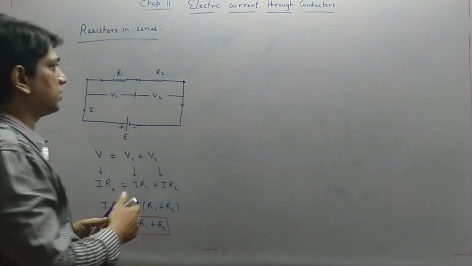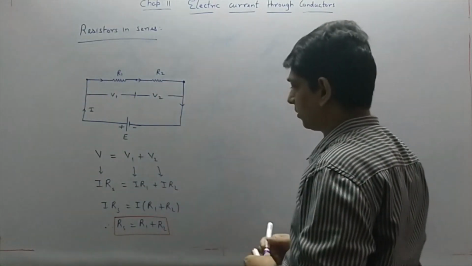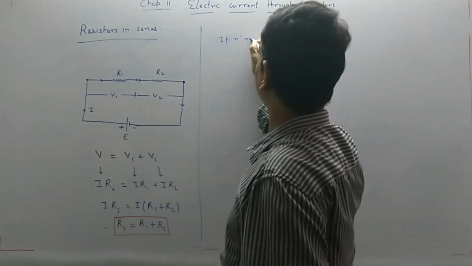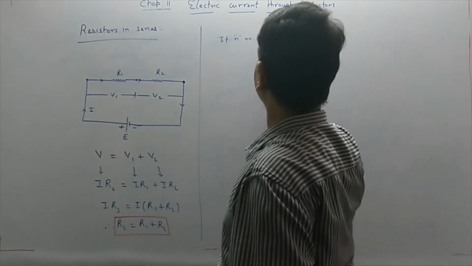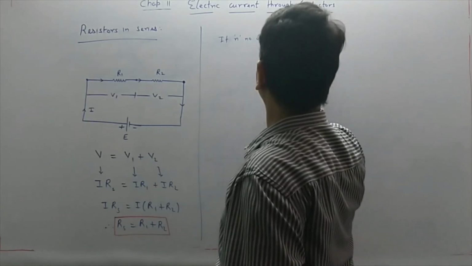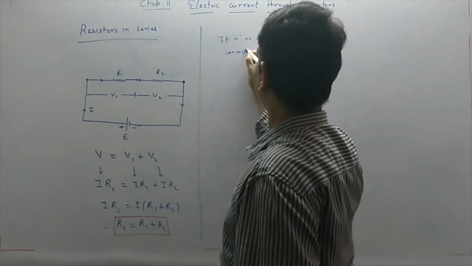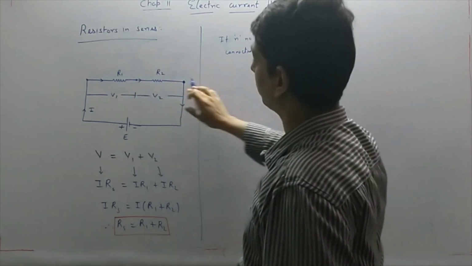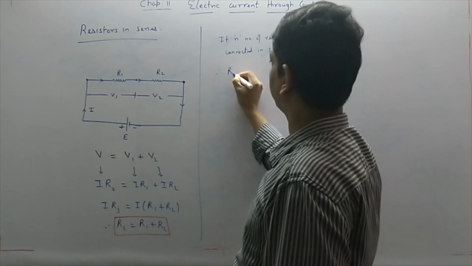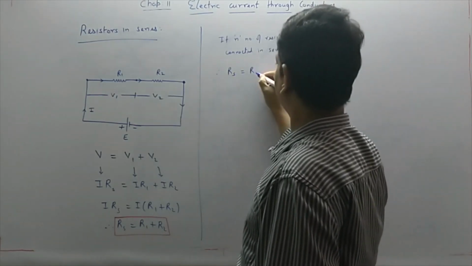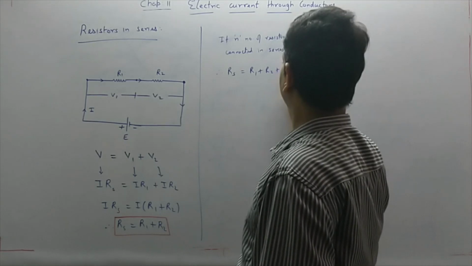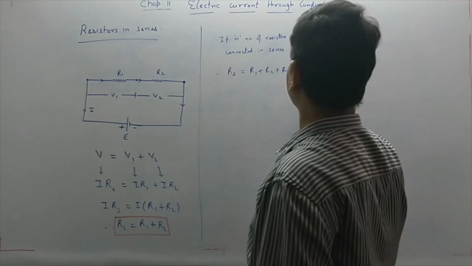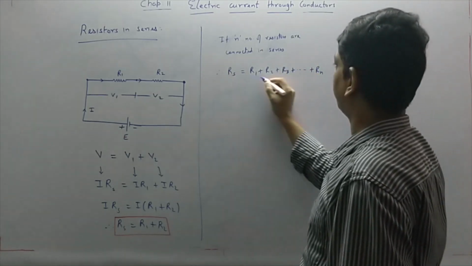So if n number of resistors are connected in series, R1, R2, R3 and so on, then the equivalent resistance will be Rs, which is R1 plus R2 plus R3 plus dot dot dot plus Rn. So it is the sum of individual resistances.